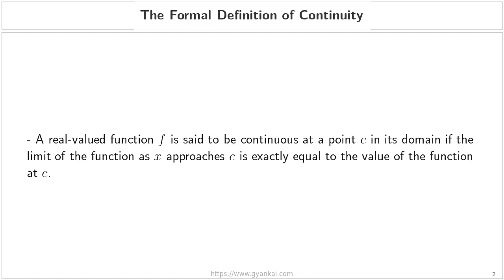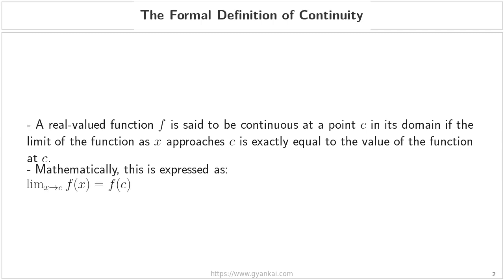A real-valued function, which we will call f, is said to be continuous at a specific point, c, in its domain, if the limit of the function as x approaches c is exactly equal to the value of the function at c. To express this mathematically, we use the equation: the limit of f(x) as x approaches c equals f(c).